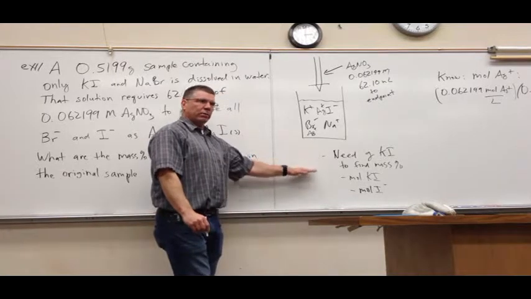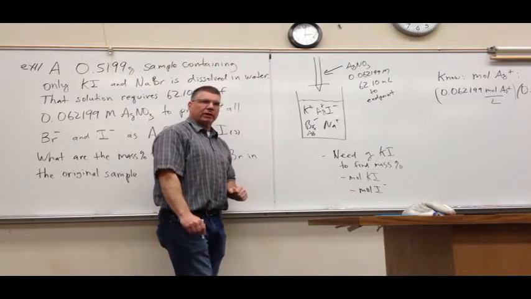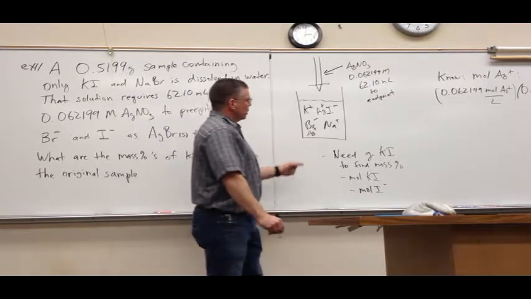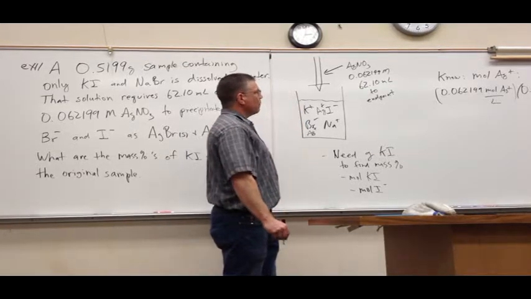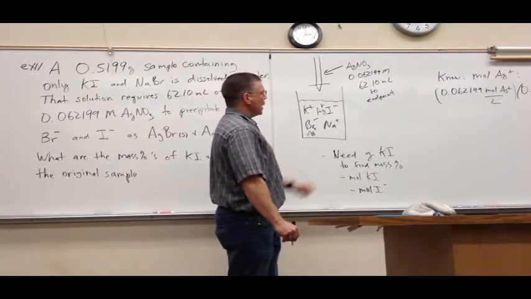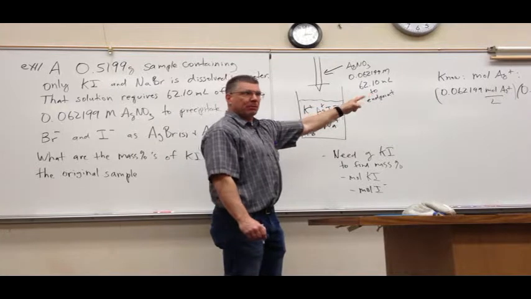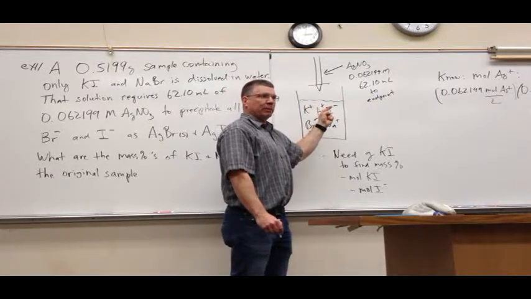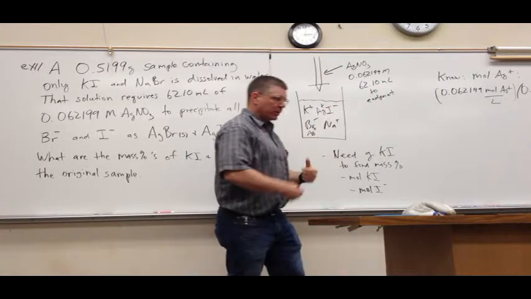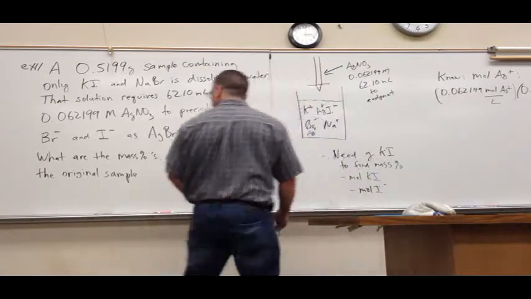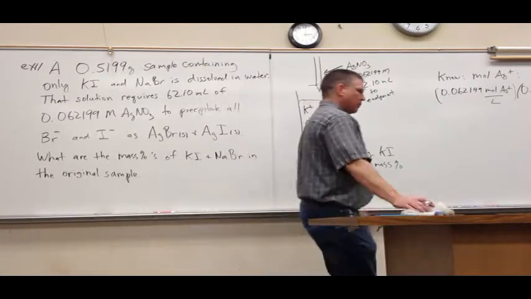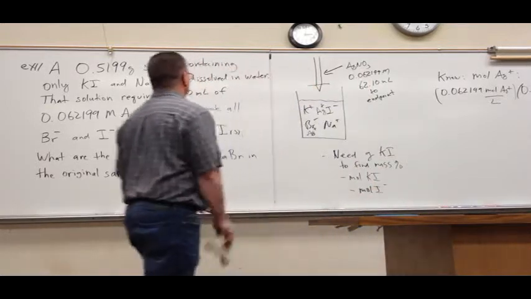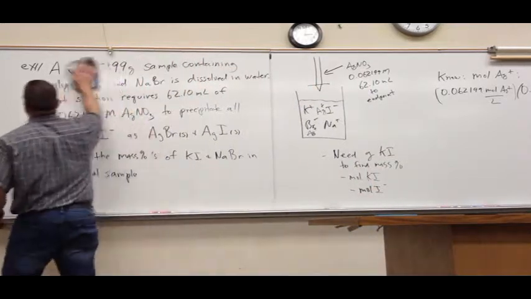So now we've refined what we need. We need to figure out how many moles of iodide we have in there. Well, what do we know? We do know how many moles of silver we added. But the problem is that it's reacting not only with iodide, but also with bromide. So we need some sort of way to get past that. Let me show you how I approached it.